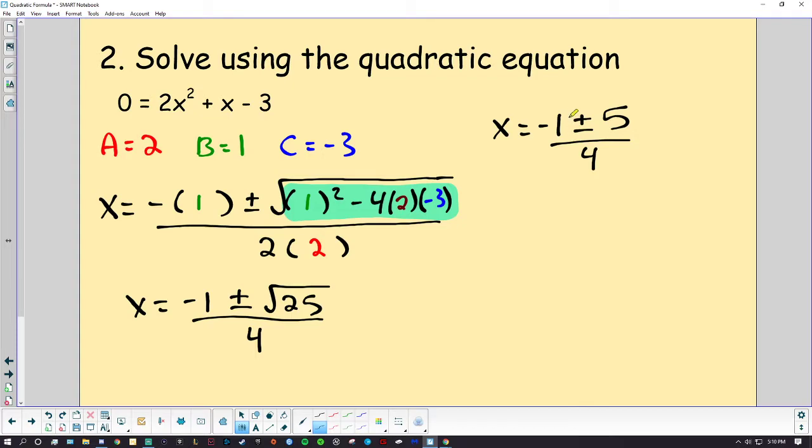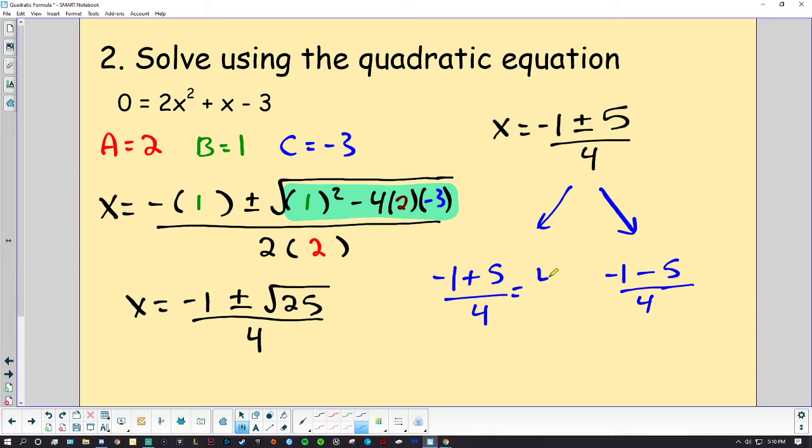Okay, let's ask, can we divide anything out in -1, 4, and 5? We can't. So let's do this. We can go even farther. -1 plus 5 over 4, and we have negative 1 minus 5 over 4. Well, negative 1 plus 5 is 4 over 4. Negative 1 minus 5 is negative 6 over 4. Well, one of these is easy peasy. We know that 4 over 4 is 1.